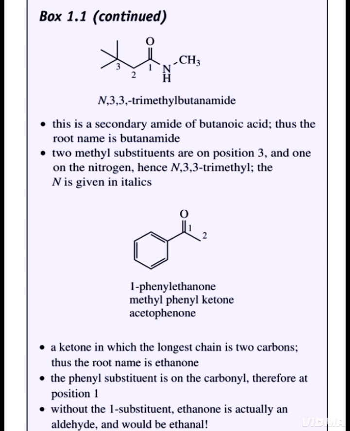The methyl substituents are on position 3. So when we name the chain, the longest chain is 1, 2, 3, and the methyl is at position 3, and 1 on the nitrogen, as you see above. Hence, N,3,3-methyl, the N is given in italic.